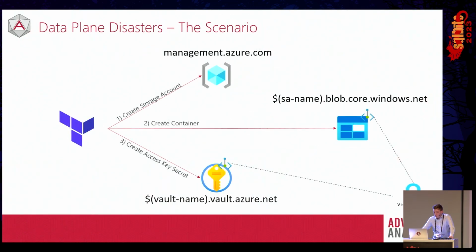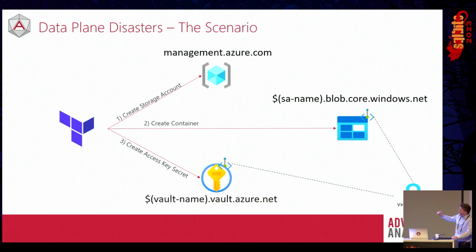So imagine this, right? In your Terraform configuration, you are going to create a storage account, you're going to create a container in that storage account, and then you're also going to put the storage account access key into Key Vault. But both your storage account and your Key Vault, those are private endpoint enabled. They can't be accessed over the public internet. They can only be accessed from within the private network.